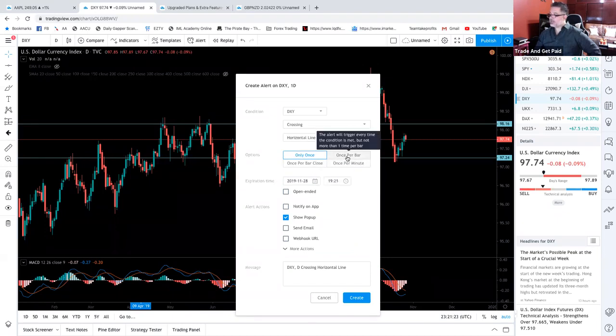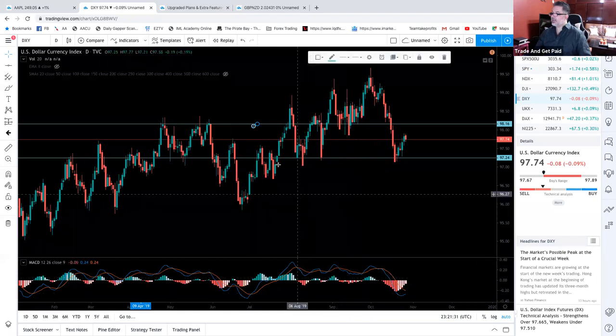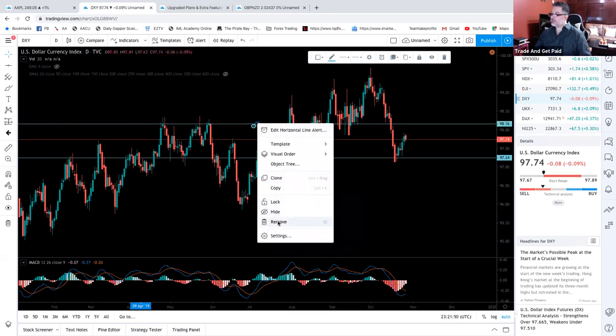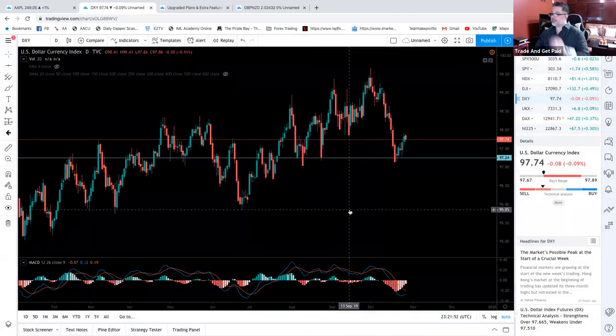I like to do mine once per bar because if I'm not up, I'm not trading. So once per bar, click, create. And now, anytime the price crosses or touches that line or approaches it close enough, it's going to give me an alert. It's going to tell me, hey, price is about to break through your zone. You want to wake up now and pay attention. So that's what that does, okay? If you want to remove it, just right-click on it and remove it, and it's gone, okay?